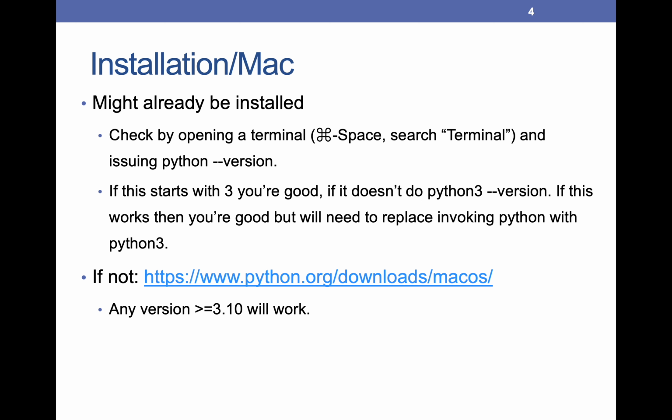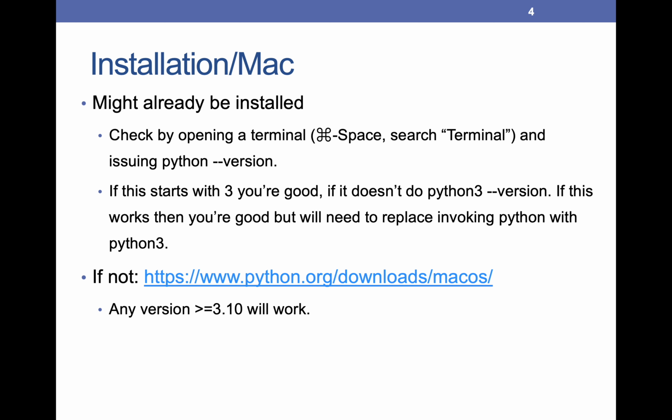So let's actually go over getting it installed if you need to. If you're on a Mac, we'll deal with Mac, then we'll do Linux, and then we'll do Windows, if you're skipping around in here. It might already be installed. So you can check by opening a terminal. You do this with command space and you search terminal. And then you issue the command python --version. Now this will probably not start with a 3. It'll probably start with 2.